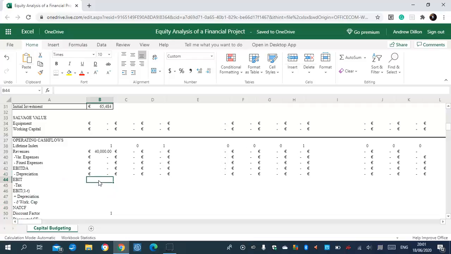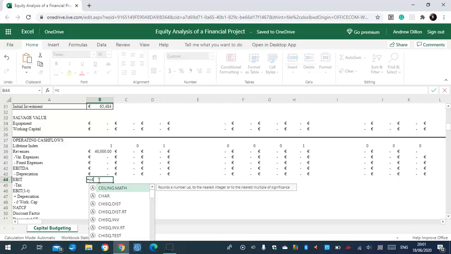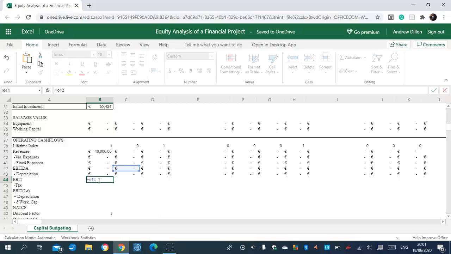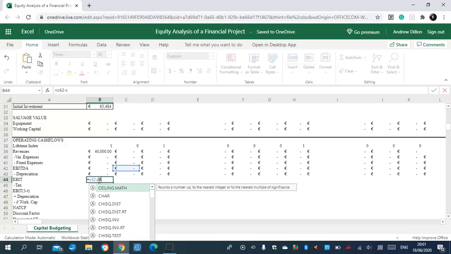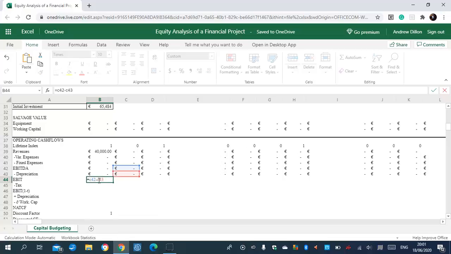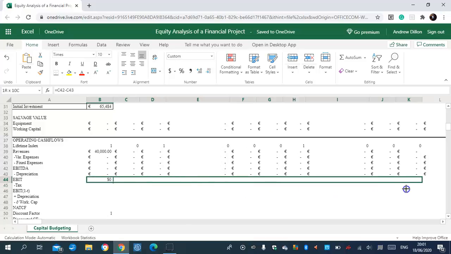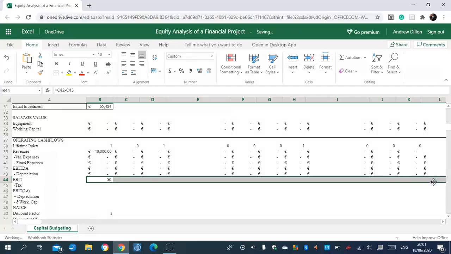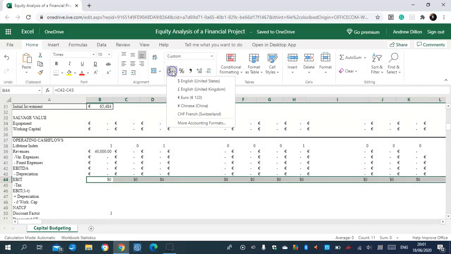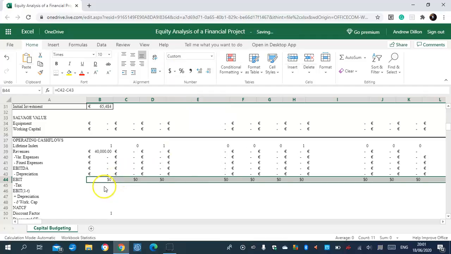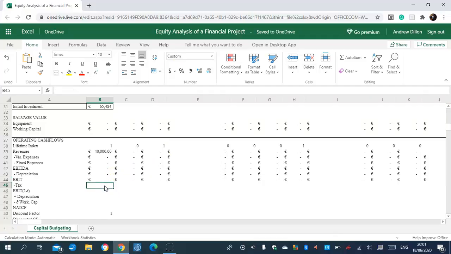Okay, now into the EBIT. EBITDA minus depreciation. Then I could paste that to the other letters up to L. Convert that to euros. Now into the tax.